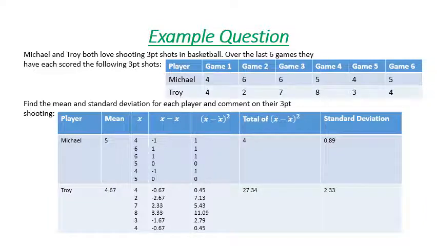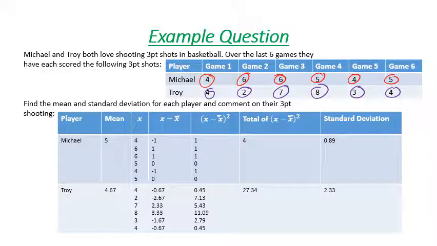So let's have a look at an example. We've got two basketball players in this particular case, Michael and Troy, and they both like shooting three-point shots because that's the funnest part. Over the last 6 games, they've scored the following three-point shots. Michael in red has scored 4, 6, 6, 5, 4, and 5 three-point shots. Troy, on the other hand, has 4, 2, 7, 8, 3, and 4 in his last 6.